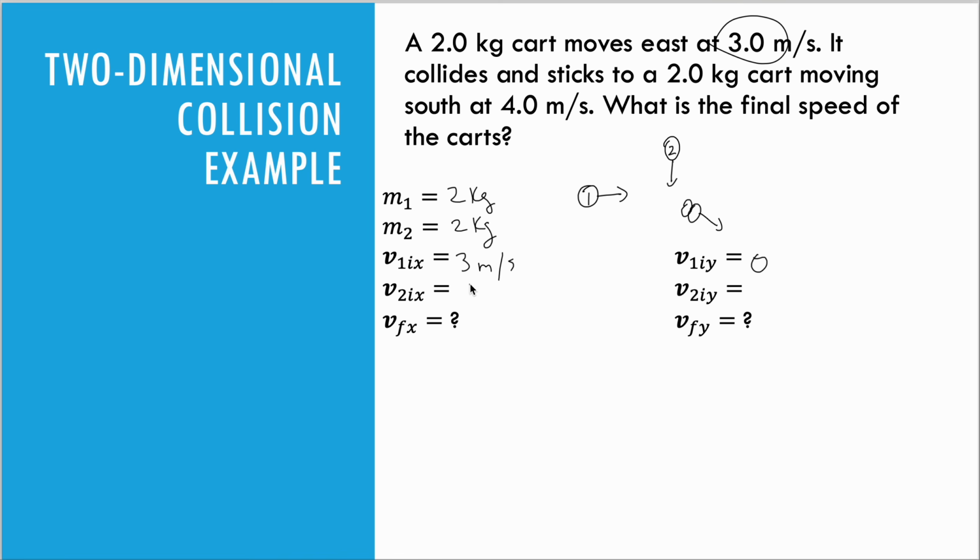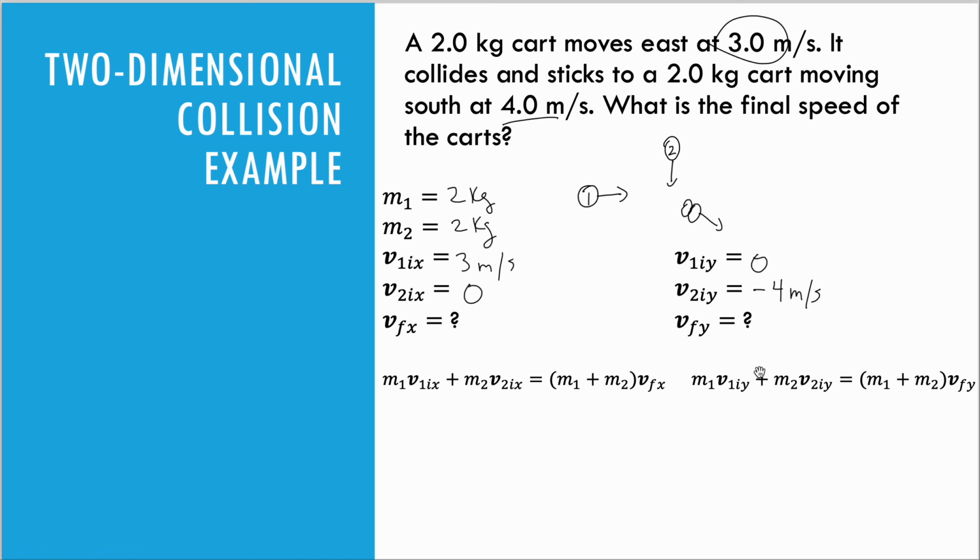v2 initial x is going to be 0 because cart 2 is moving south. It's moving south at 4 meters per second. Pay attention to direction because it's going south. That's going to be a negative velocity. We're looking for the x and y components of the final velocity so that we can find a final speed. Now we can go ahead and write down the conservation of momentum equation separately in the x and y directions.